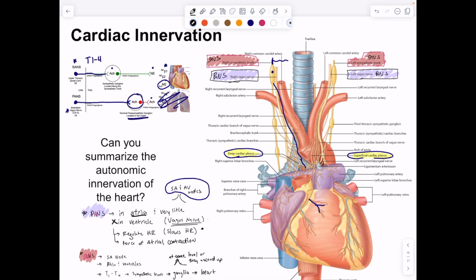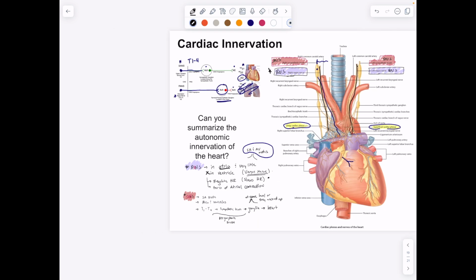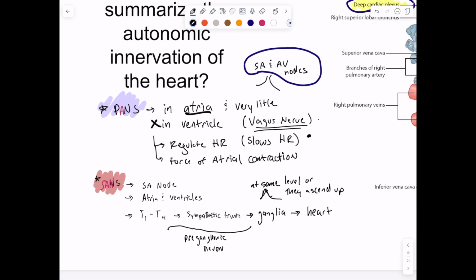So you can see here the vagus nerve descending all the way to the heart, and then it's going to be focused on the atria, right? The right atrium houses the SA and AV nodes. Okay, then the sympathetic nervous system will attach to the SA node in the right atrium.